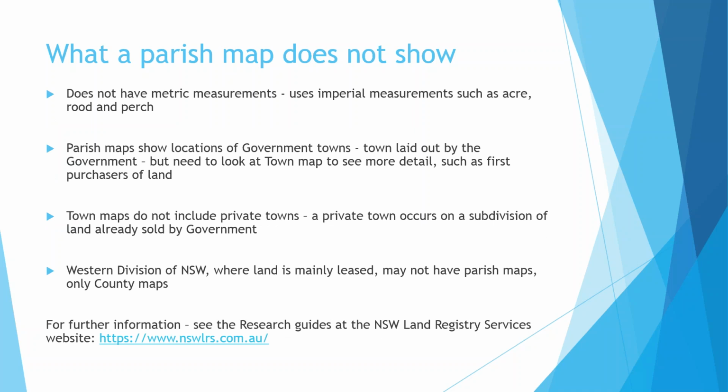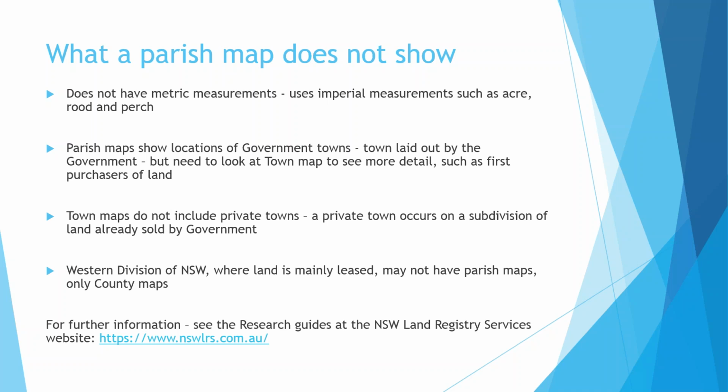Parish maps use imperial measurements, not metrics, so you see terms such as acre, rod, and perch. Parish maps may show the location of government towns, that is, towns laid out by the government and then sold by the government. But you need to look at the actual town map to see more detail, such as the names of the first purchasers of the land.